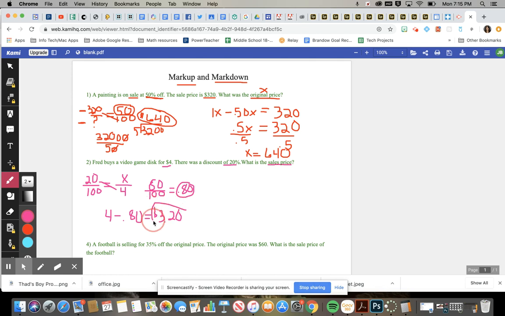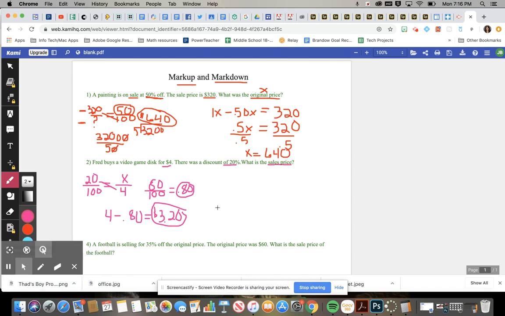Okay, so there again, that's her proportion. The game was $4. It was at 20% off. The 20% off came out to be 80 cents, and I had to take the original minus the amount off, the 80 cents, to get my sale price.